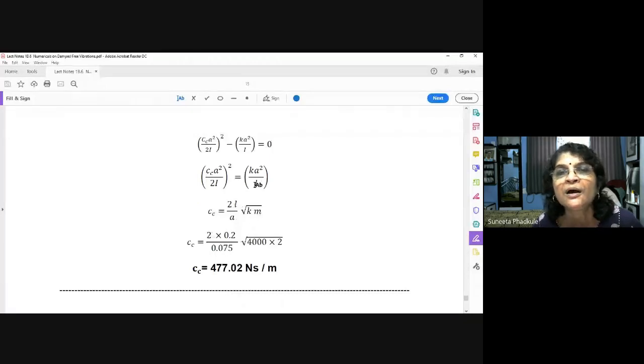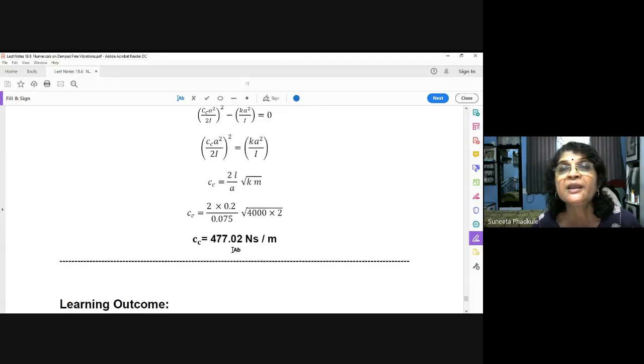So L is given to you as 0.2 meter, A is given to you as 0.75 meter, K is given to you as 4000 Newton per meter, M is given to you as 2 kg. You can find out Cc.